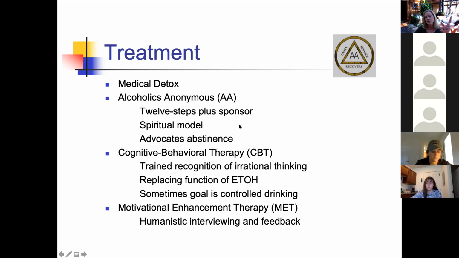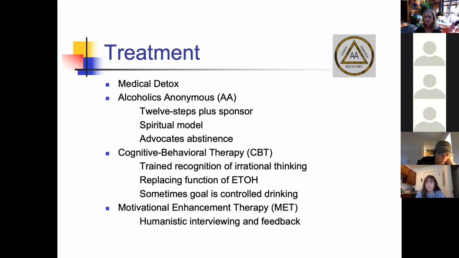And AA, they advocate complete abstinence. And I don't have it on the PowerPoint here, but go ahead and get this in your notes. It is a medical model. It is the idea that when you have an addiction, you have a disease. And because it is a disease, you can't control yourself. And so the only way to manage the disease is to be totally abstinent from the substance.